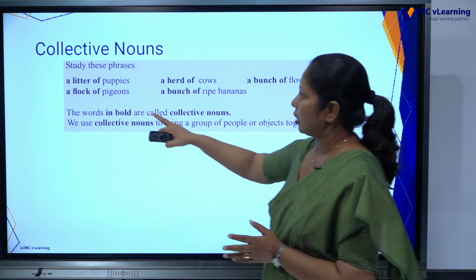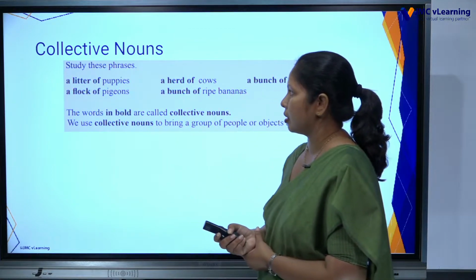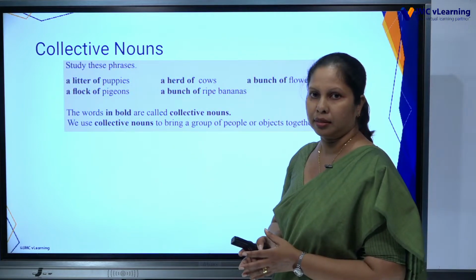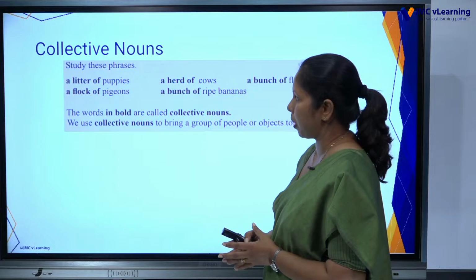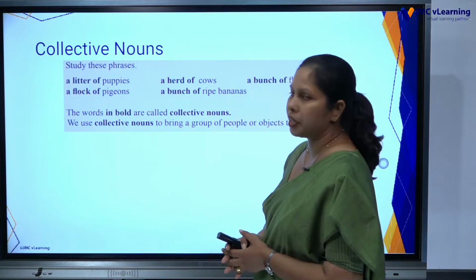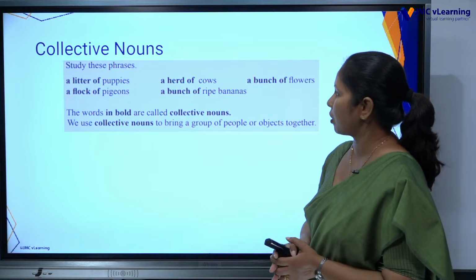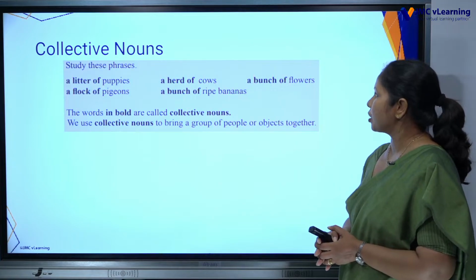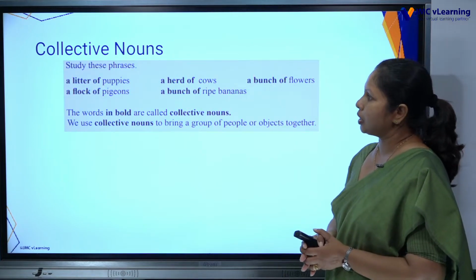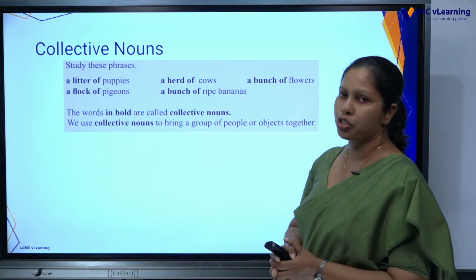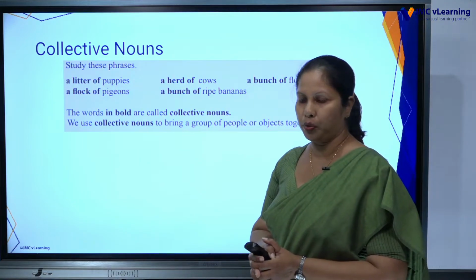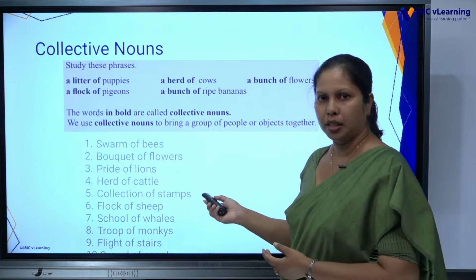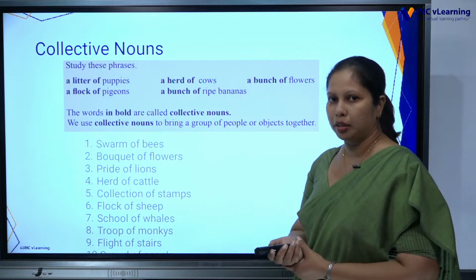So, here, a litter of puppies. For a group of puppies, we use the collective noun litter. A flock of pigeons, a herd of cows, a bunch of ripe bananas, a bunch of flowers. So, litter, flock, herd, bunch are collective nouns. Here I have taken some more collective nouns so that you will learn more about it.